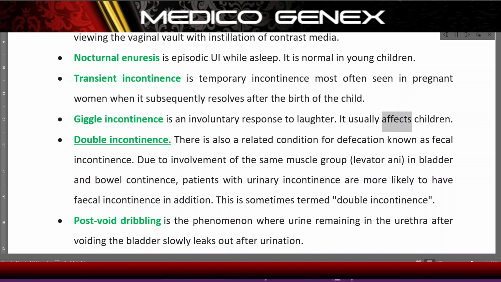It usually affects children. Double incontinence. There is also a related condition for defecation known as fecal incontinence. Due to involvement of the same muscle group, levator ani, in bladder and bowel continence, patients with urinary incontinence are more likely to have fecal incontinence in addition. This is sometimes termed double incontinence. Post-void dribbling is the phenomenon where urine remaining in the urethra after voiding the bladder slowly leaks out after urination.